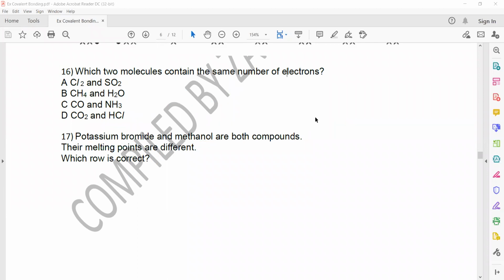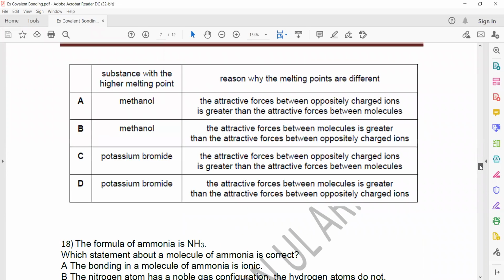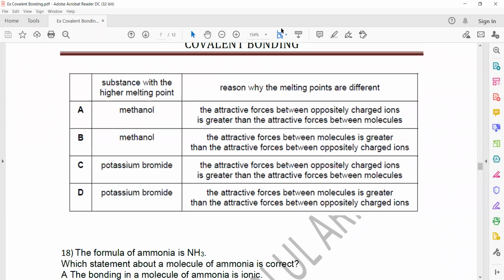Which row is correct? The options are on the next page. So which row is correct? If we check the substance with a high melting point, it cannot be methanol, so A and B cannot be the answer. So either C or D can be the answer.